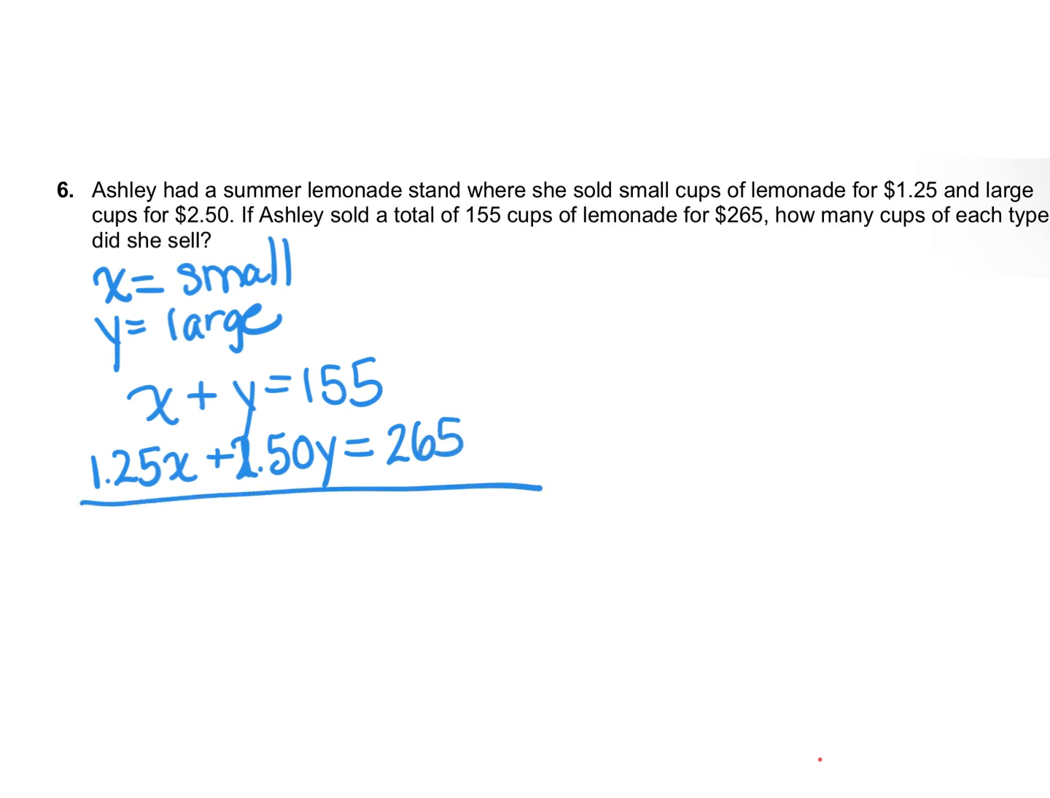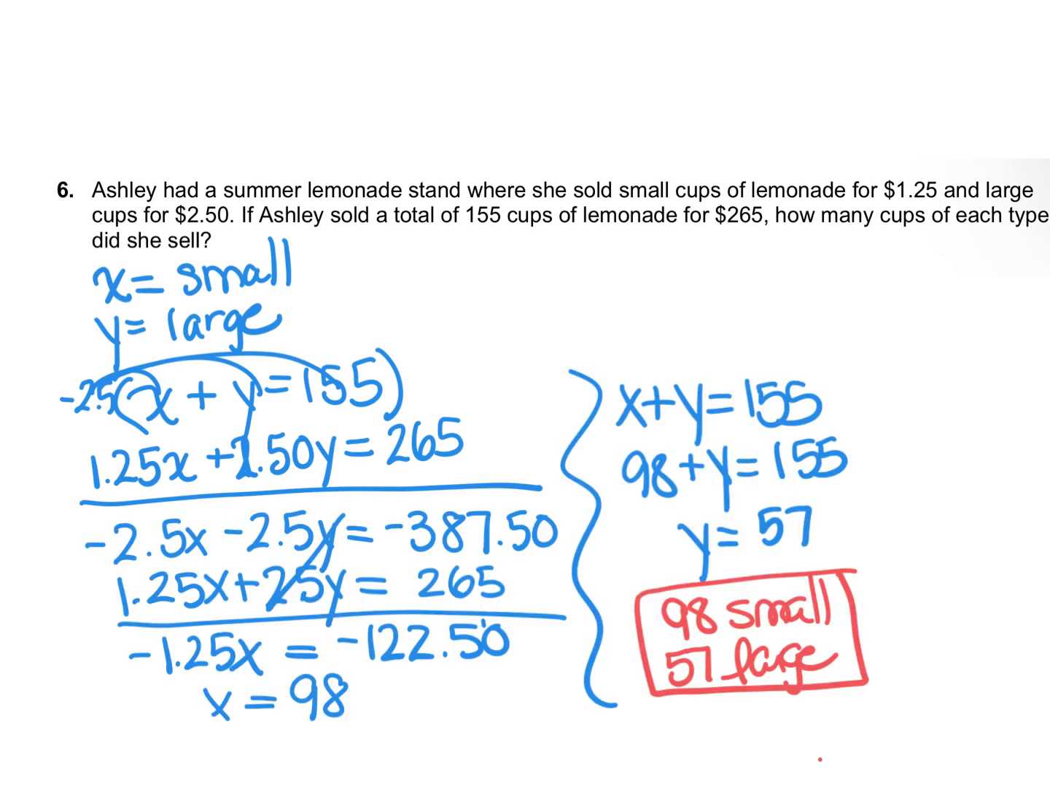All right, so let's go ahead and let's multiply everything on the top by negative 2.5. All right, so we're going to do that, and then we should be able to eliminate a variable. So I'll go ahead and solve this one. I want you to solve this one and then come back and take a look to see then if we agree on the same answer. So when I solved, I got 98 small and then 57 large cups of lemonade. So in this lesson, we took a look at solving systems through elimination when you have to multiply first.